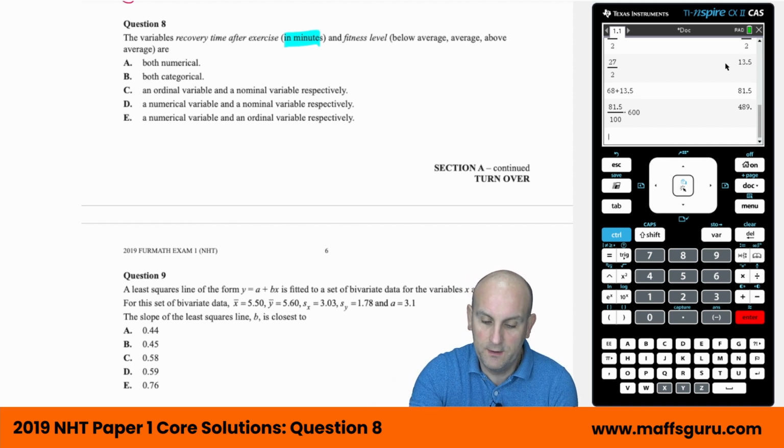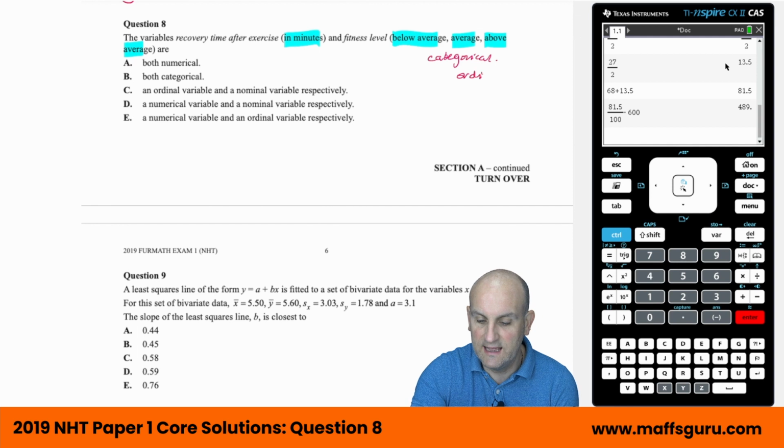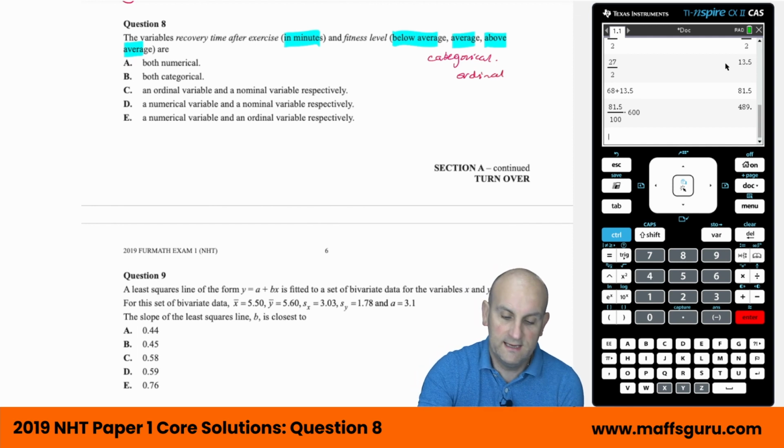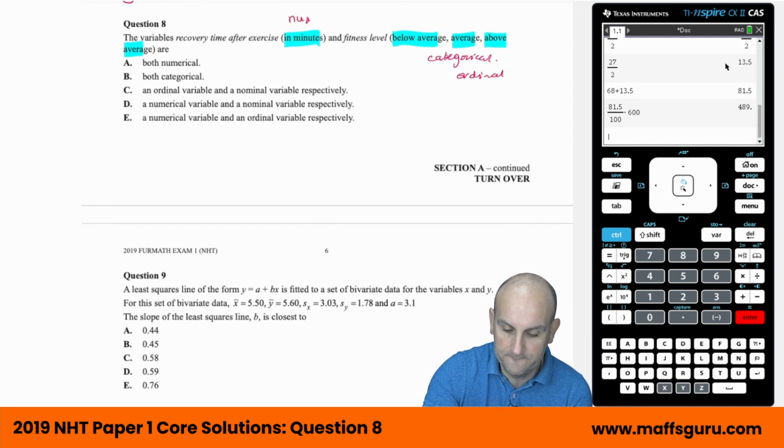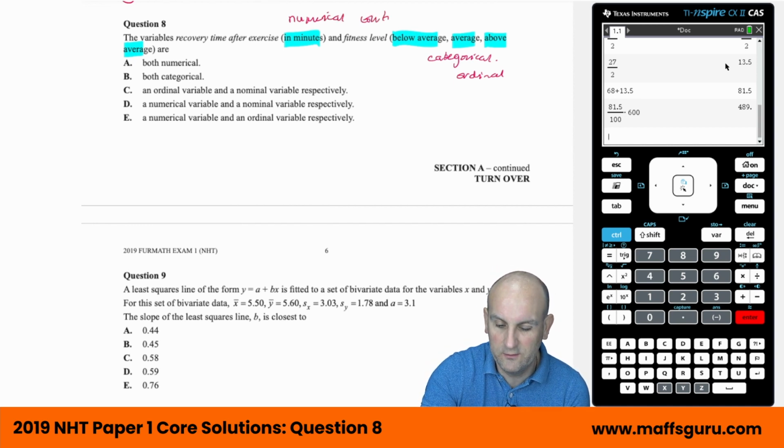And the fitness level: below average, average, and above average. So that's categorical. All right, so this one here is categorical, and it is ordinal because it has some sort of order. This other one is going to be numerical, and because it's time, it's going to be continuous.